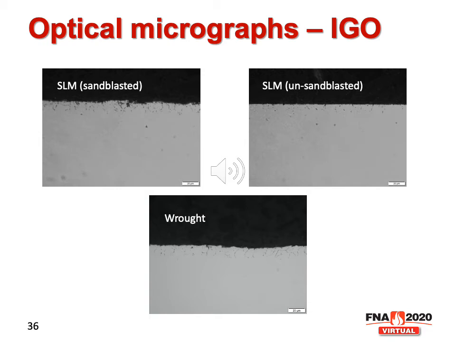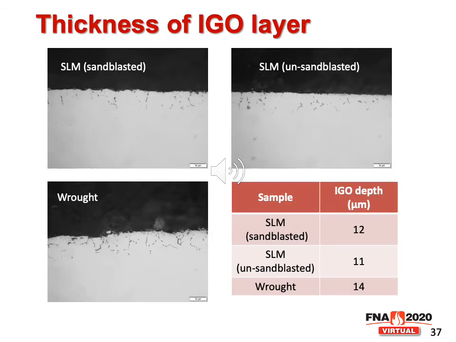So the intergranular oxidation was found near the surface for both carburized selective laser melted and wrought parts. The higher magnification micrographs were used to measure the thickness of the IGO layer for these three parts. And we can see the IGO depth for selective laser melted and wrought parts are very similar to each other. It's about 12, 11, or 14 microns.